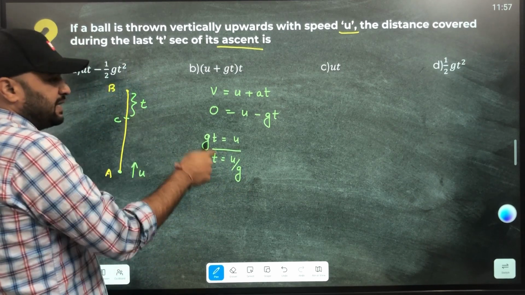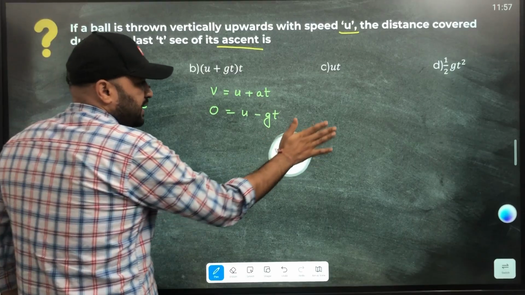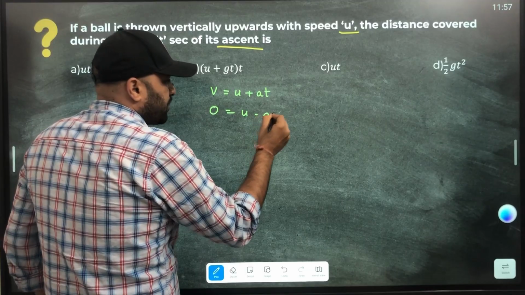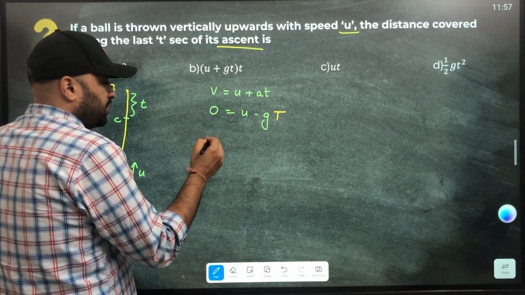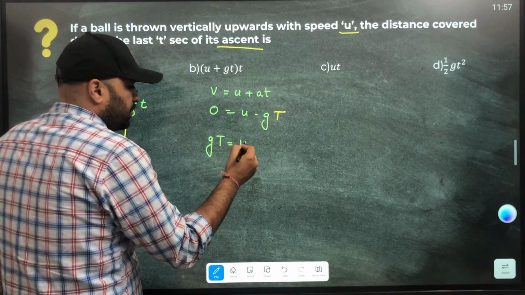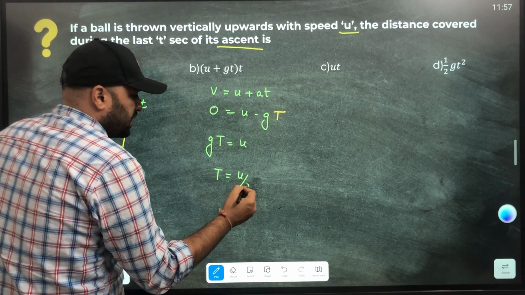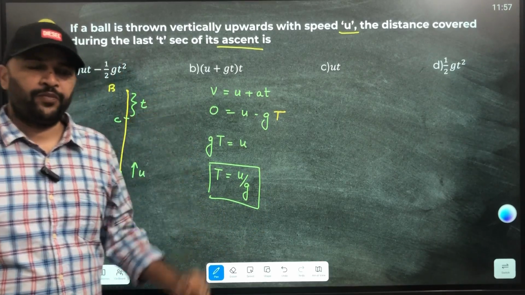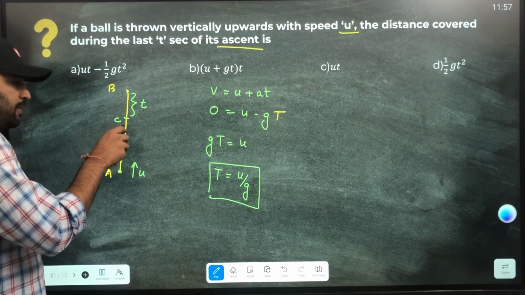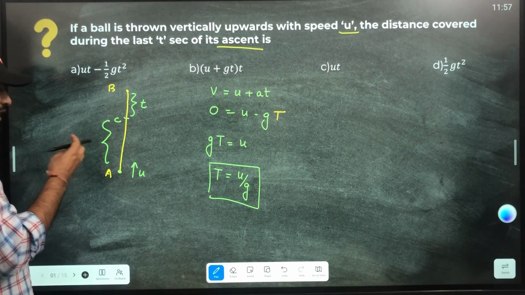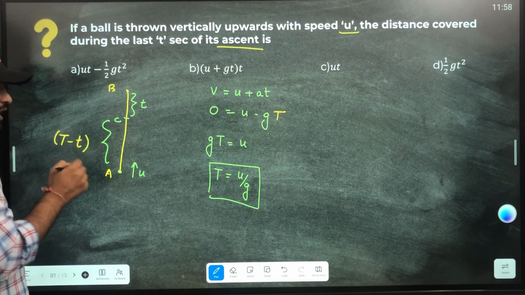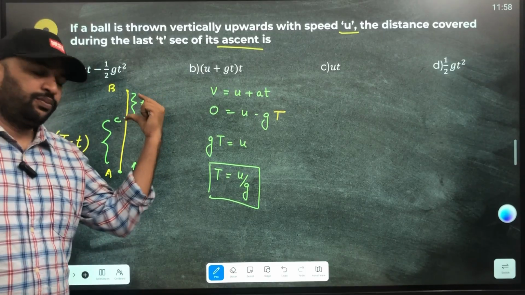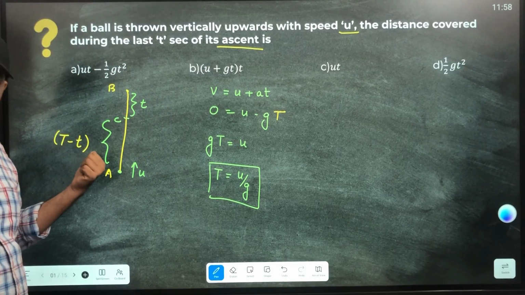Because the t is the same, to avoid confusion, I am taking this as capital T. So minus g, and this is capital T. So g times capital T equals u, and T will be equal to u by g, correct? So this is the time taken for the ball to reach the highest point, which is at point B. This is the total time. Now, how much time will be this part? This part will be T minus t, correct? If from A to B it is taking time capital T, and small t is while going from C to B, then the remaining journey A to C will be T minus t, correct?